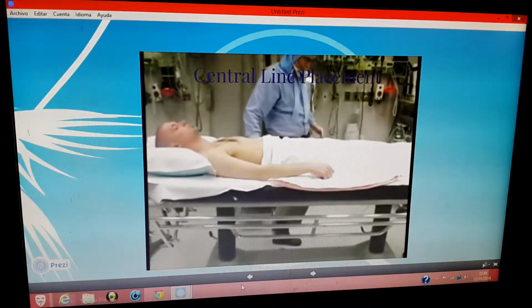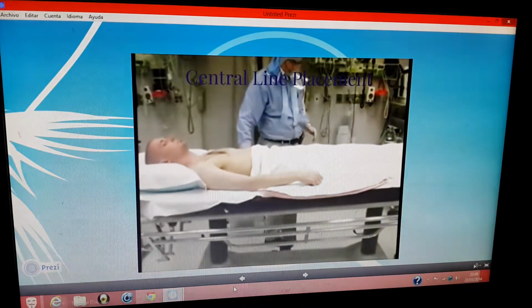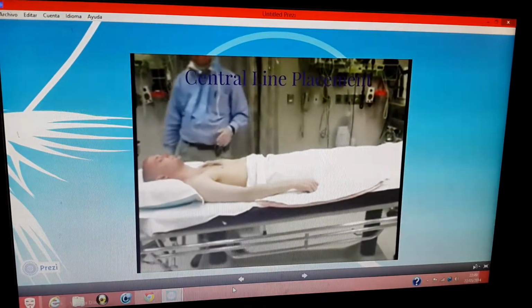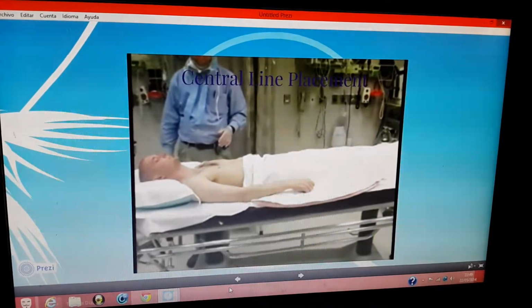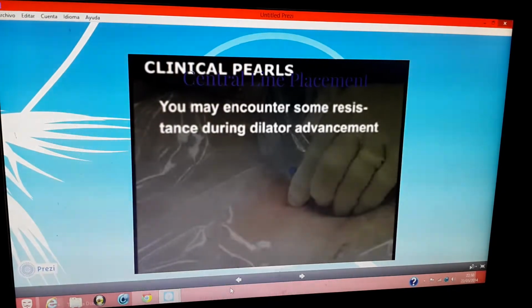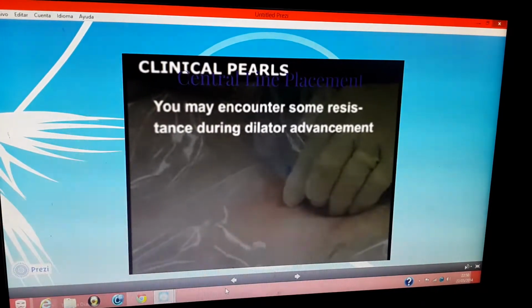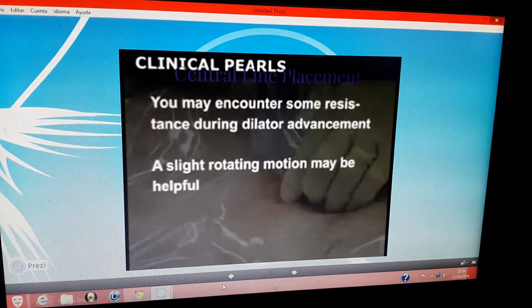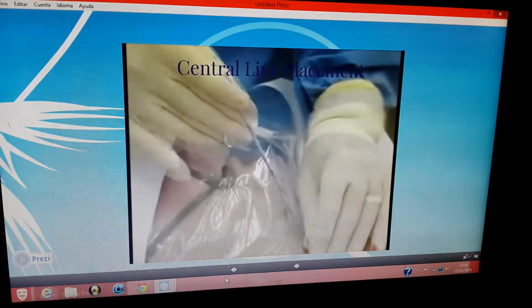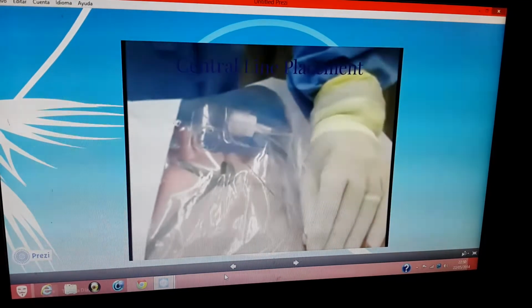Position the patient supine with the stretcher placed in 15 to 30 degrees of Trendelenburg. The bed should be at sufficient height so that you do not have to bend over or stretch during the procedure. You may encounter some resistance during dilator advancement. A slight rotating motion may be helpful. You may now remove the dilator, leaving the guide wire in the vessel.